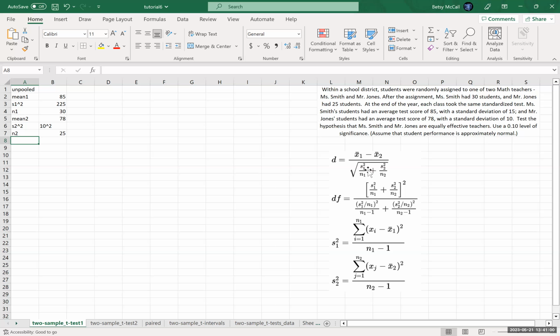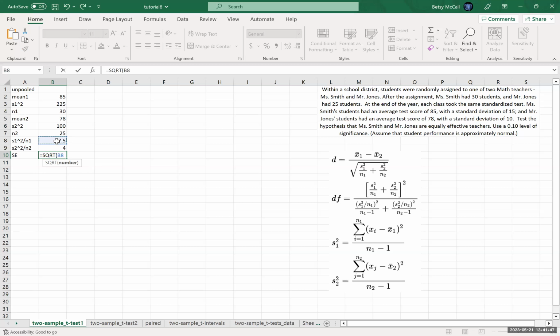So I'm going to start by calculating this denominator. S1 squared over N1 is going to be this divided by that. And S2 squared over N2 is going to be, oops, I forgot to put my equal sign. Let me fix that. Is going to be equal to S2 squared over N2. And then my standard error is going to be the square root of S1 squared over N1 plus S2 squared over N2. That's just this denominator right here.